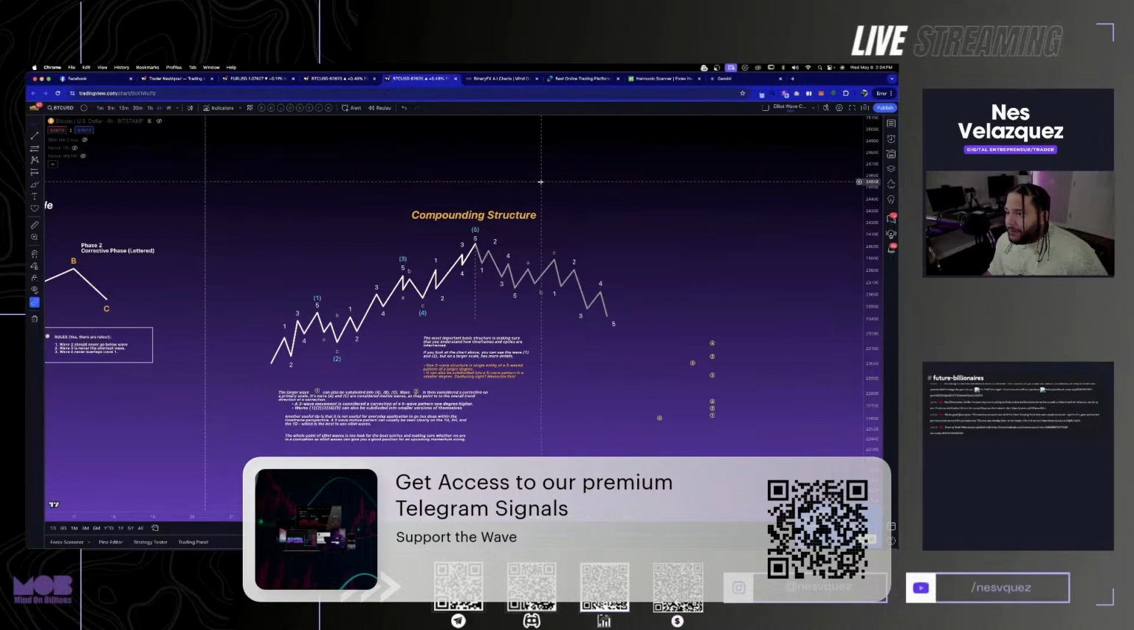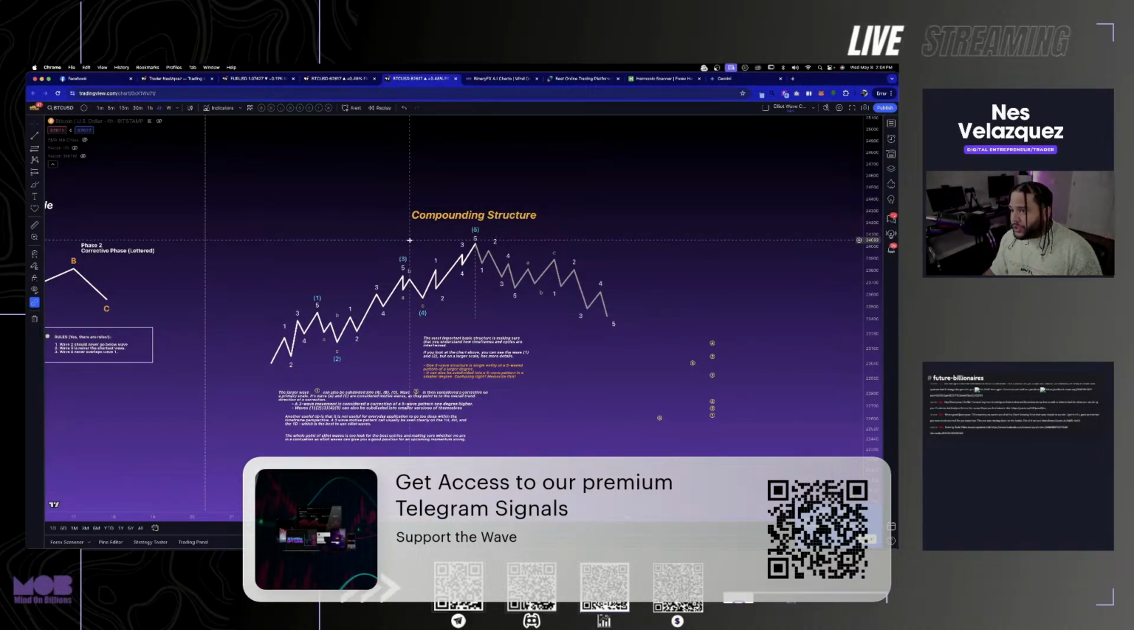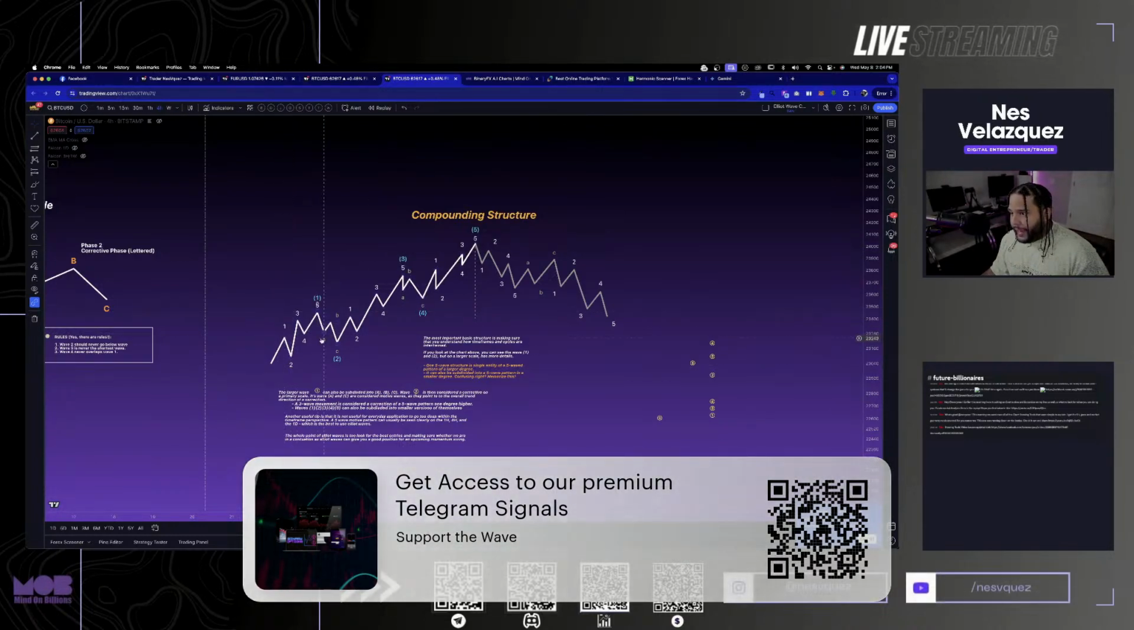Okay, the compounding structure is as such when we look at it from a major standpoint over here. 1, 2, 3, 4, 5, A, B, C. And when you're looking at it from the opposite side, the bearish side, bearish Elliott waves, it's again 1, 2, 3, 4, 5, A, B, C.